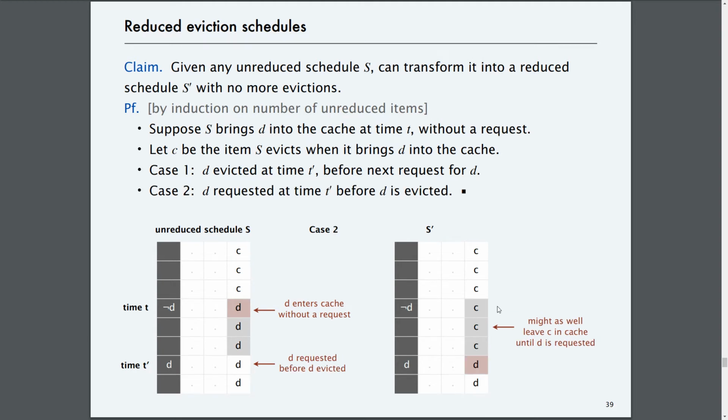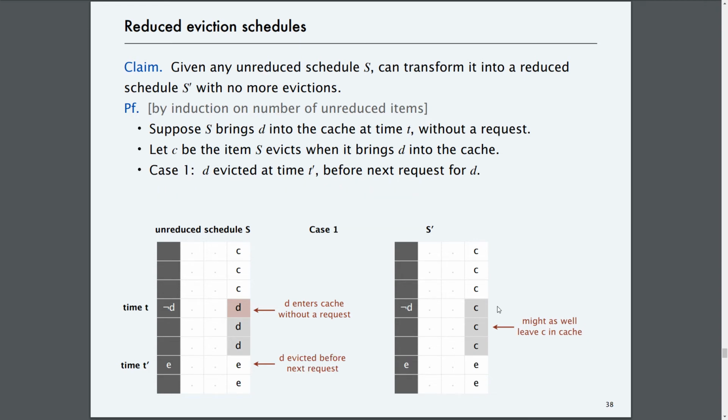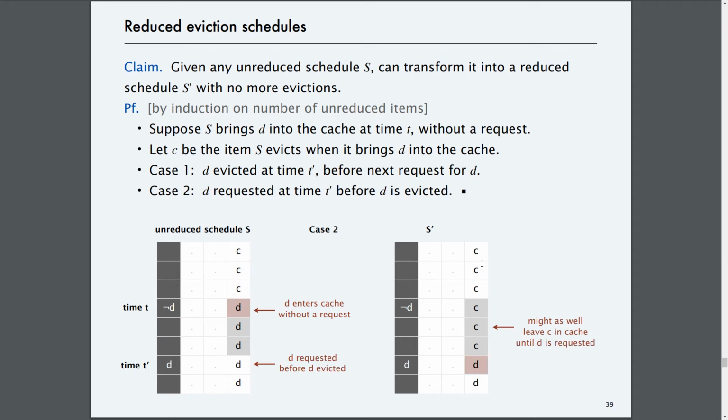And case 2, D is requested at time t prime before D is evicted. And again, we might as well just leave C in the cache until D is requested. So here we have one extra eviction in the unreduced schedule, and here we have the same number of evictions.